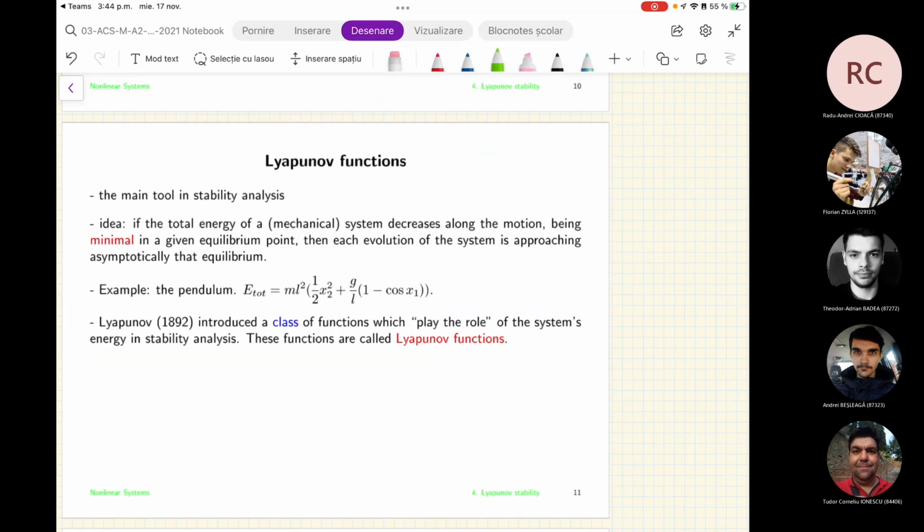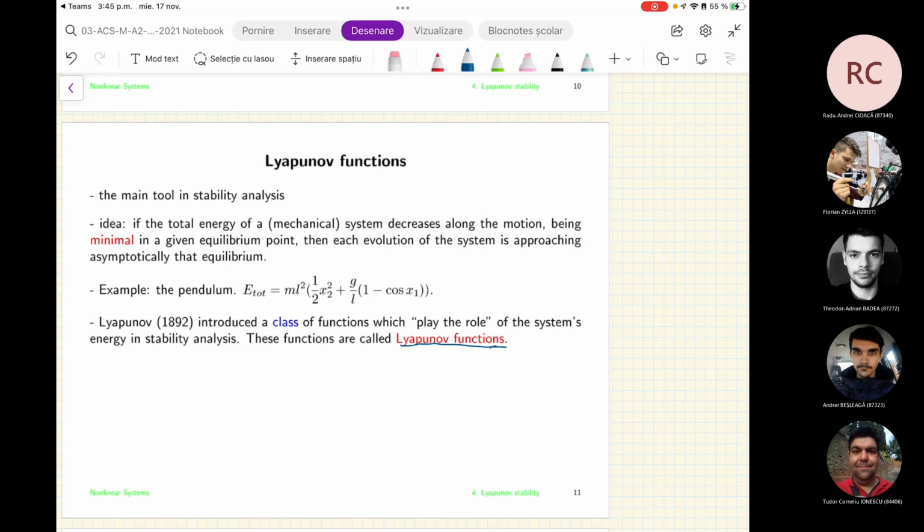So Lyapunov in 1892 introduced a class of functions which play the role of the system energy in stability analysis. These are Lyapunov functions. Please note that these Lyapunov functions are not necessarily physical energy functions. We are going to see that. For instance, for a linear system we can define an energy not necessarily in the physics sense. That's what I'm trying to tell you. So this is very non-restrictive in some sense. You have a lot of freedom to determine a Lyapunov function.